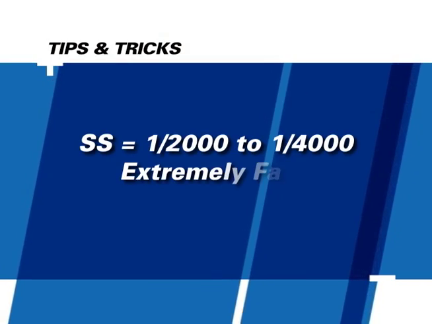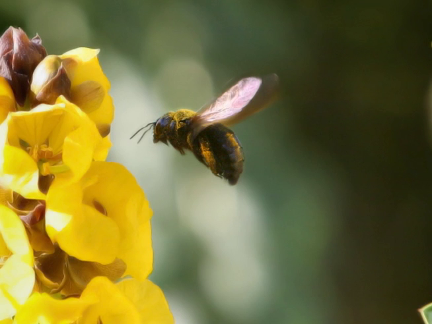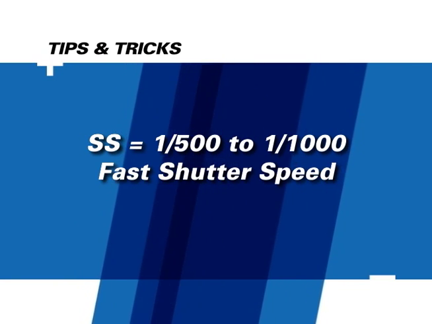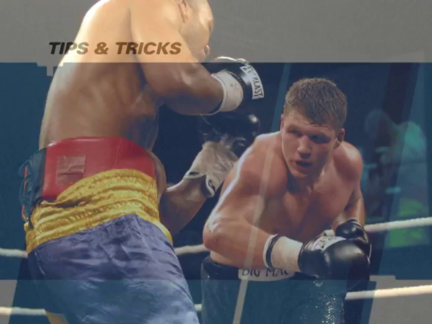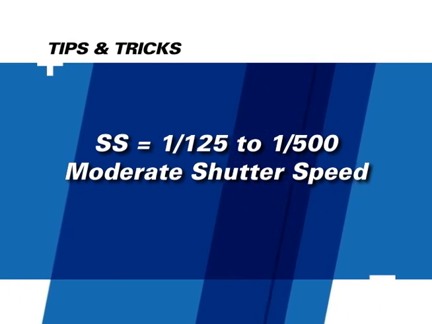Let's talk about how this range of shutter speeds can affect the type of picture you're taking. A fast shutter speed of 1/2000th to 1/4000th could be used to freeze the wings of a bee flying above a flower collecting pollen. A shutter speed of 1/500th to 1/1000th could be ideal for freezing action at a sporting event. By selecting a moderate shutter speed of 1/125th to 1/500th, you'd be able to have an ideal speed for taking portraits of family or friends.